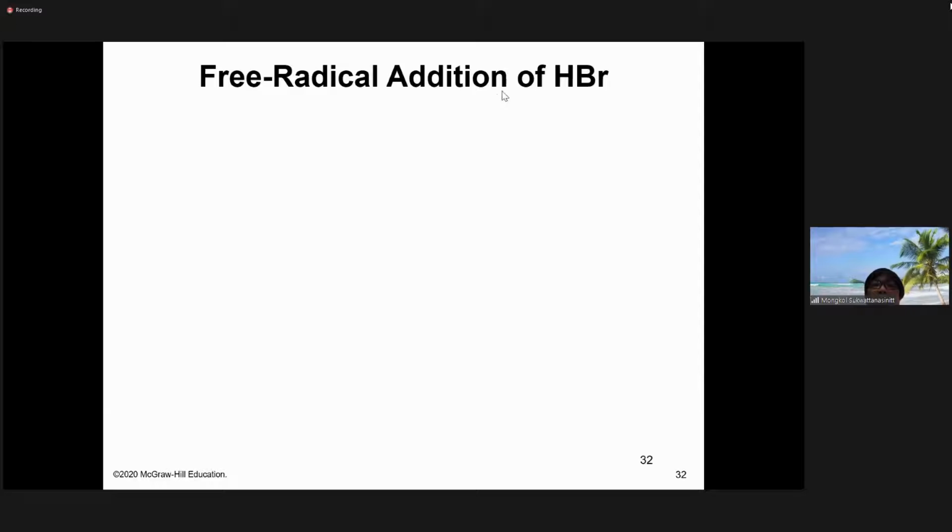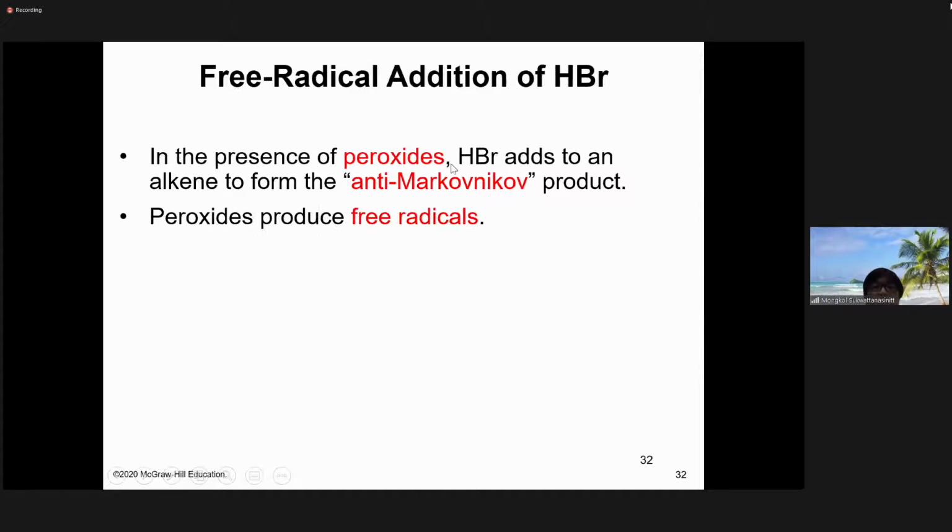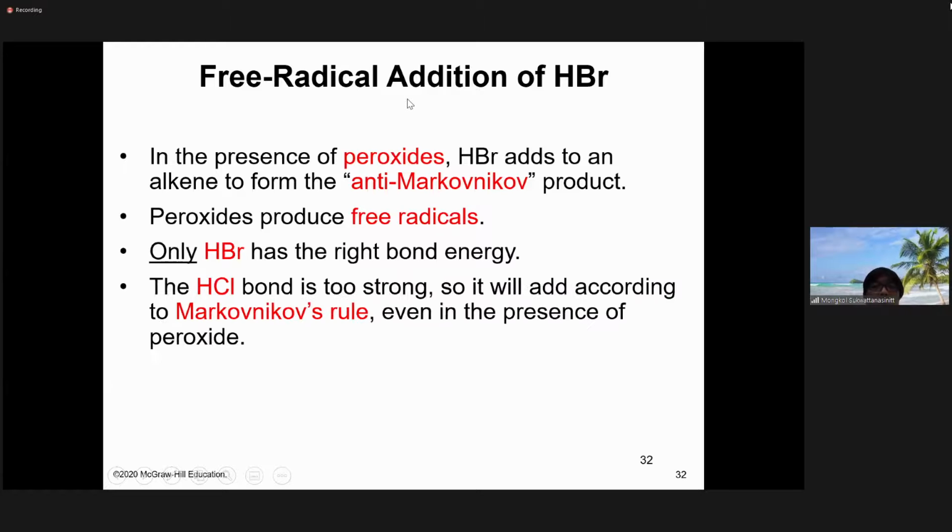Okay. The addition of hydrogen bromide can also be performed under free radical conditions by using peroxide along with the hydrogen bromide. Only hydrogen bromide works for this type of reaction. The hydrogen chloride will not undergo the radical reaction.